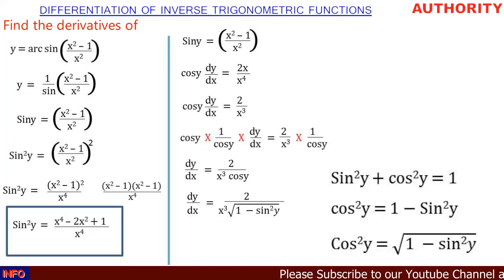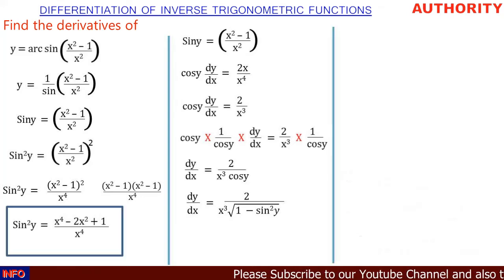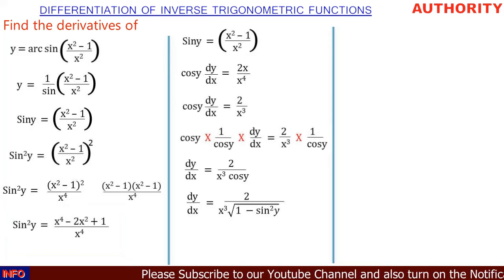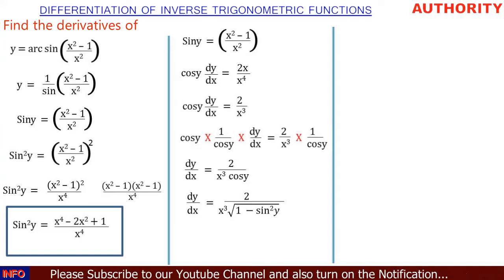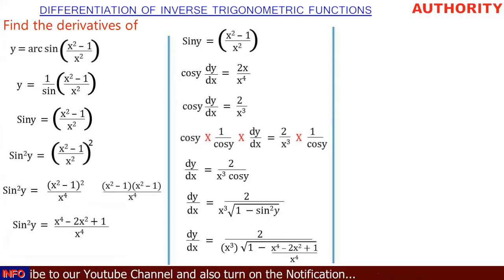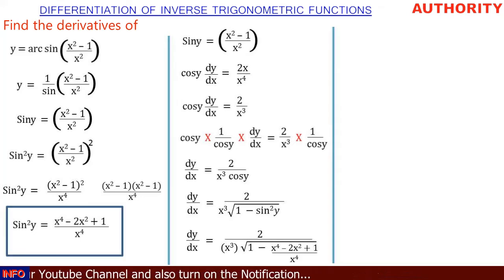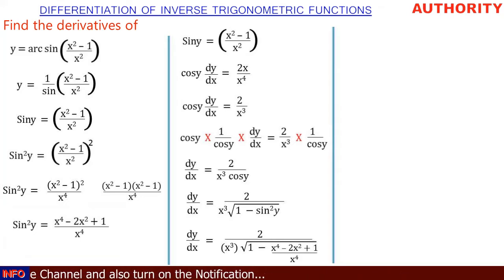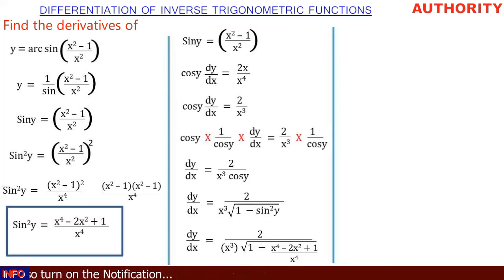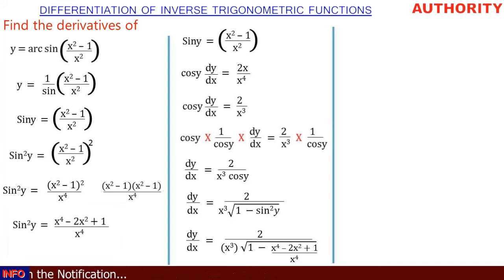Now, we say that sine square y is equal to x raised to power 4 minus 2x raised to power 2 plus 1 all over x raised to power 4. Is that true? So in the place of sine square y inside the square root, we can replace it with this value. If we do so, we're going to have dy all over dx is equal to 2 all over x raised to power 3 square root of 1 minus the value now, x raised to power 4 minus 2x squared plus 1 all over x raised to power 4.